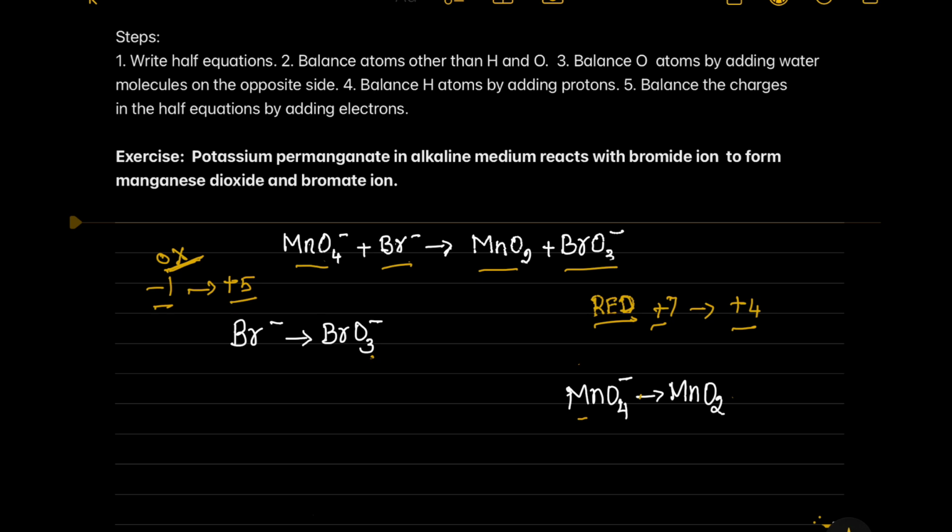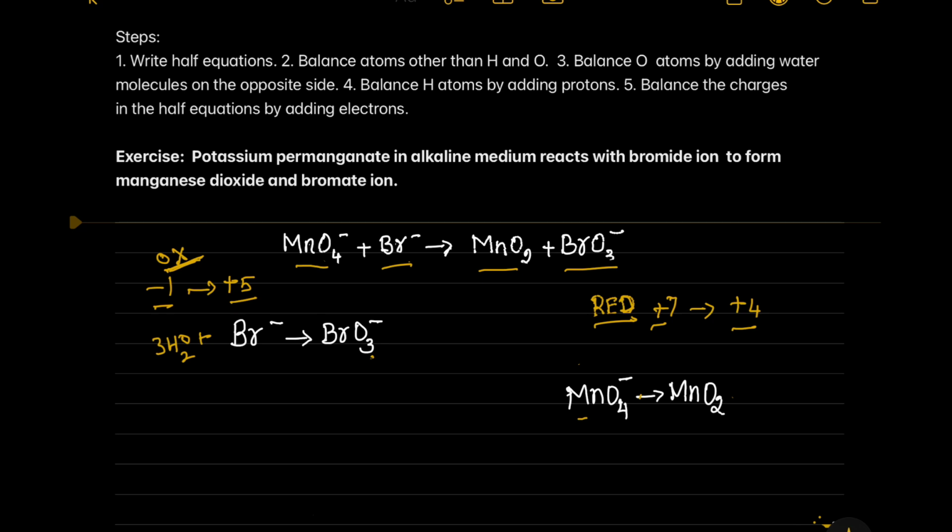The next step is to balance all the atoms other than oxygen and hydrogen. In both the half equations, bromine and manganese are already balanced. The third step is to balance oxygen atoms. In the first half reaction, 3H2O are to be added on the left side of the equation since there are 3 oxygen atoms on the right side.